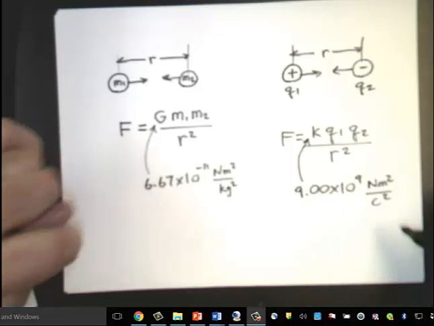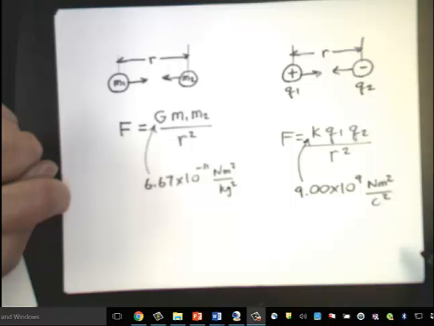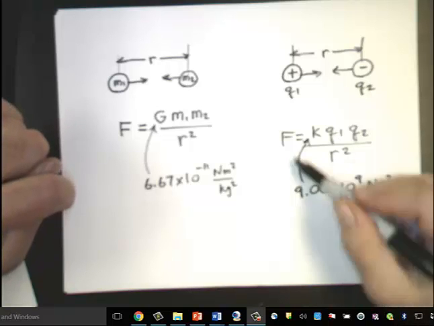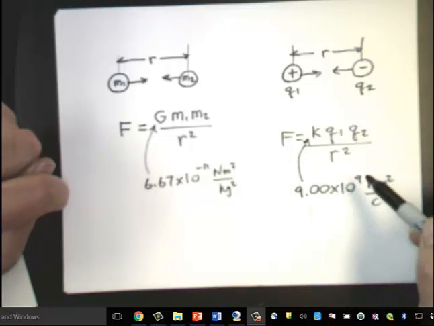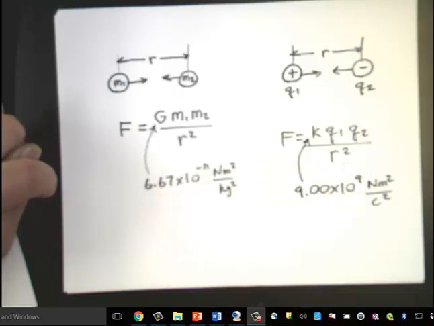So looking at these two numbers alone, the electrical force is so much stronger than the gravitational force. It's like 10 billion times stronger than the gravitational force. Okay?